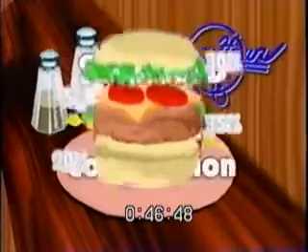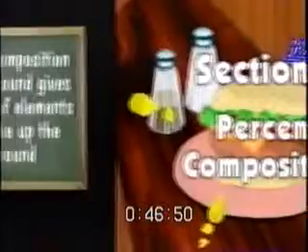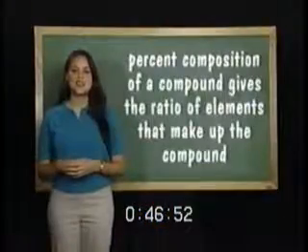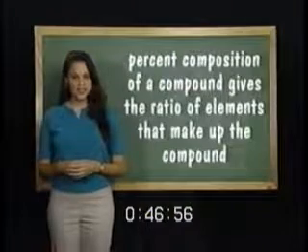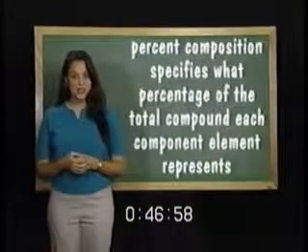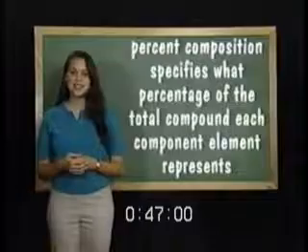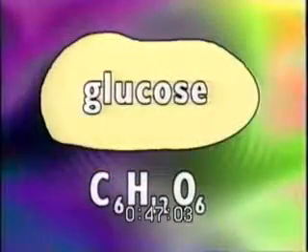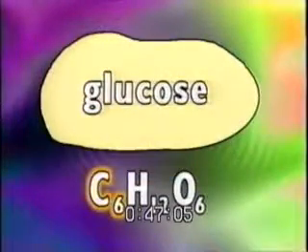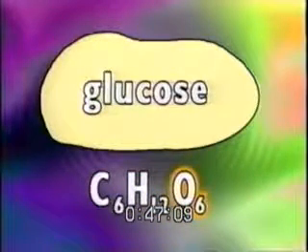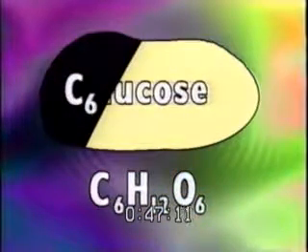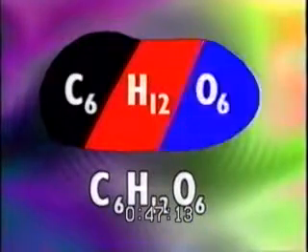Section D, percent composition. The percent composition of a compound gives the ratio of elements that make up the compound. In other words, it specifies what percentage of the total compound each component element represents. The compound glucose is made up of carbon atoms, hydrogen atoms, and oxygen atoms. So some percentage of the glucose is carbon, some percentage is hydrogen, and the remainder is oxygen.